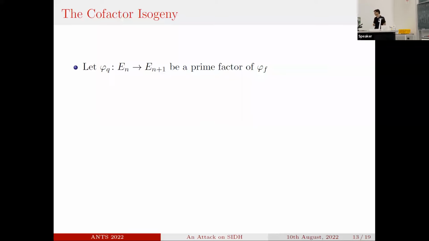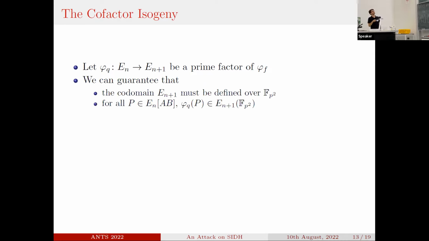So now let's move on to the computation of the cofactor isogeny, which is the most challenging step of our attack. So let φ_q be a prime factor of the cofactor isogeny φ_f. Since E_n and E_{n+1} are supersingular elliptic curves, we can guarantee that the codomain E_{n+1} must be defined over F_{p^2}, and we need this requirement because we need to store information on our algorithm during our attack.